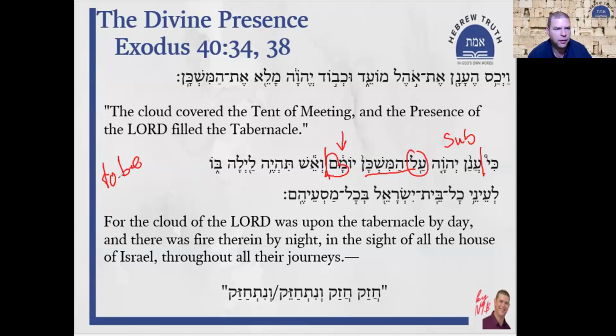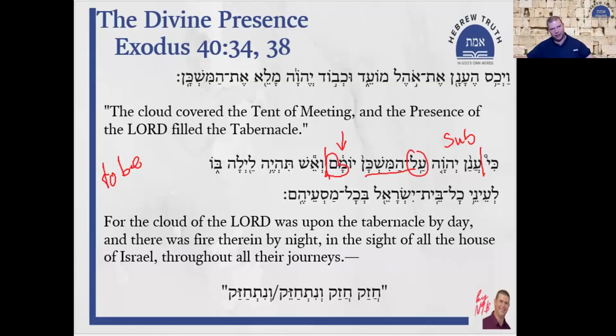Was, is, will be. In Hebrew, we have none. So we have to understand by the context what is the time of the sentence, what is the tense of the sentence, because we don't have a verb. Anan Adonai al hamishkan yomam. When I say these words, without context, it could be the cloud of the Lord was over the tabernacle during the day, the cloud of the Lord is over the tabernacle during the day, or the cloud of the Lord will be over the tabernacle during the day. As long as we don't have a verb here, we don't have a tense.